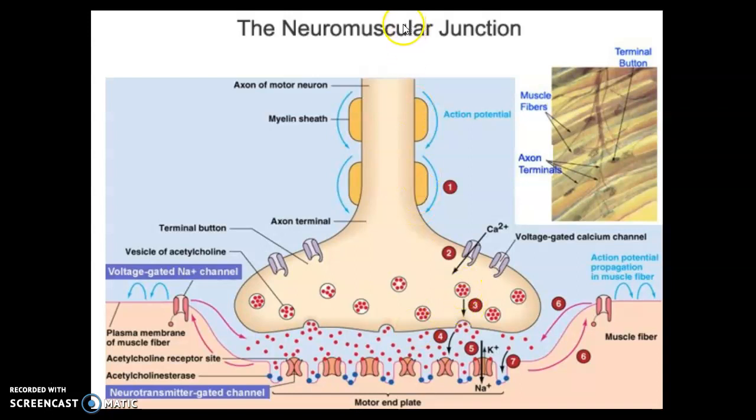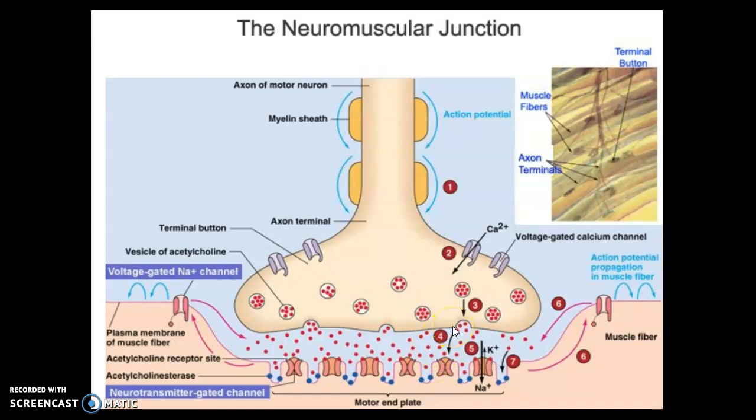So, just to recap, electrical current or action potential flows down the axon, reaches the axon terminal, stimulates voltage-gated calcium channels to open. Calcium rushes in. Calcium stimulates, this would be number 3, the exocytosis of neurotransmitter. The neurotransmitter, in this case, is going to be acetylcholine.